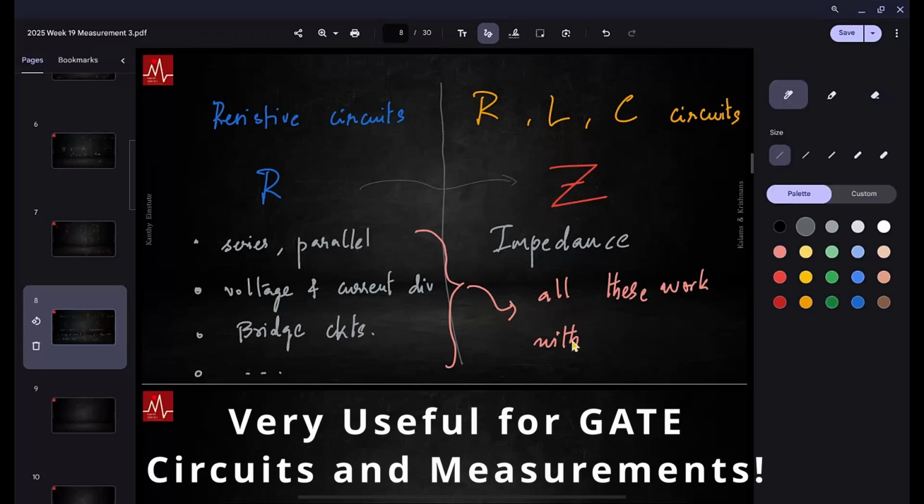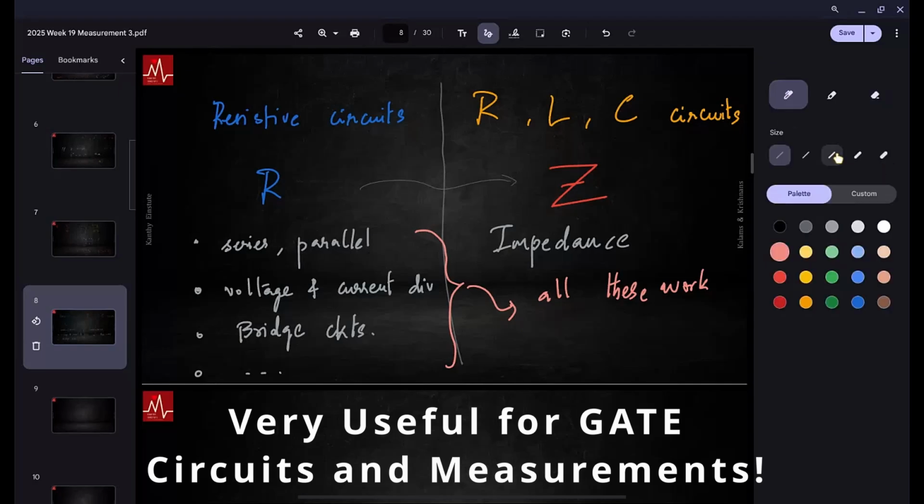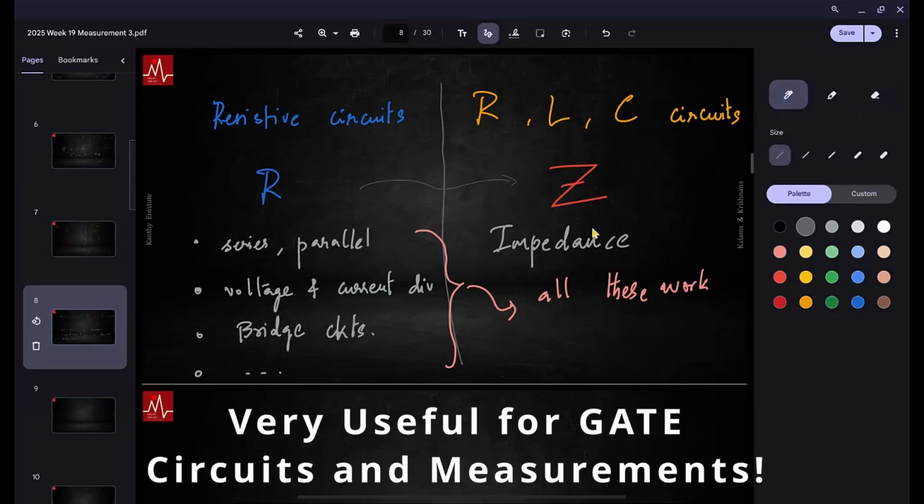So all this works if you use impedance instead of resistance. So now you thought you only learned a small part of electrical circuits, but that small part of electrical circuits can actually let you deal with all linear elements, RLC elements. It's very, very, very powerful.